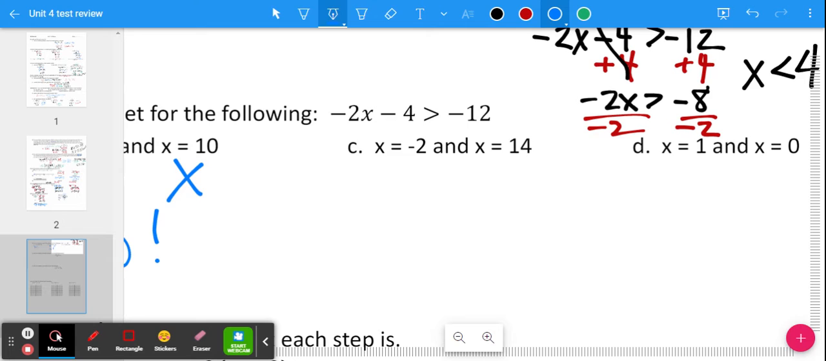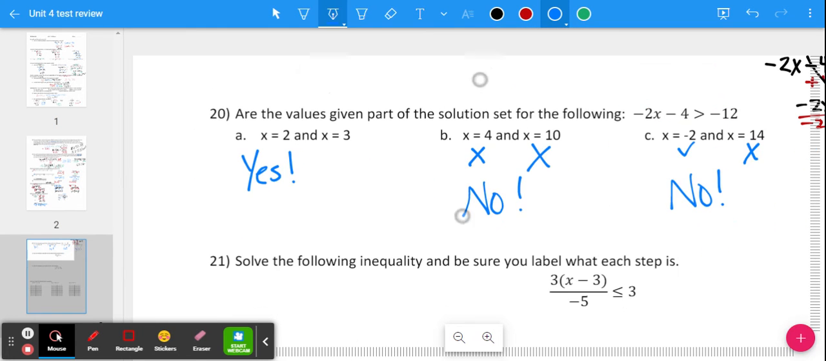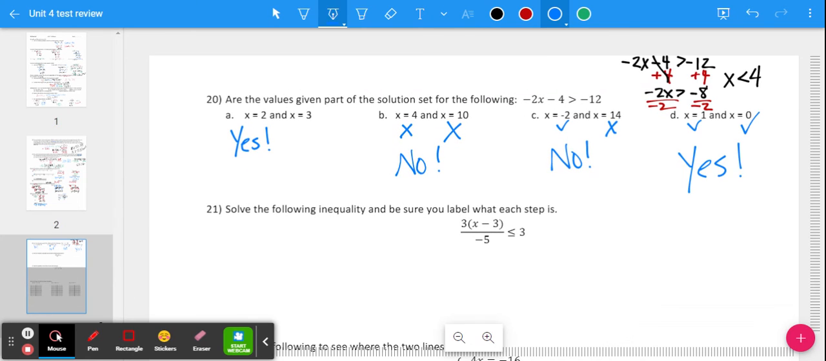So is -2 less than 4? Yes. Is 14 less than 4? No. So that pair of solutions is not part of your set of solutions. And then the last one, x equals 1, which means 1 is less than 4? Yes. 0 is less than 4? Yes. So these are parts of your set of solutions. So again, solve those inequalities first and then evaluate from there.